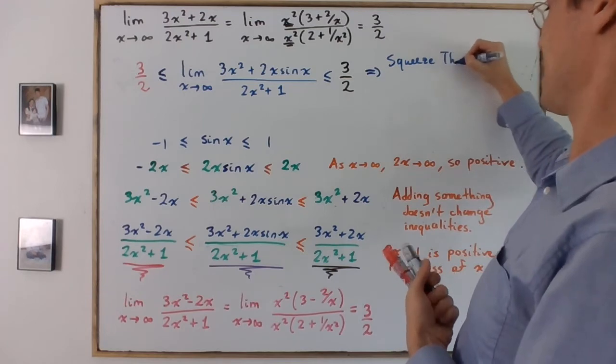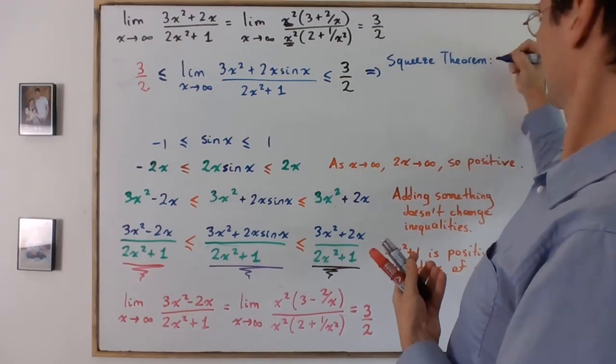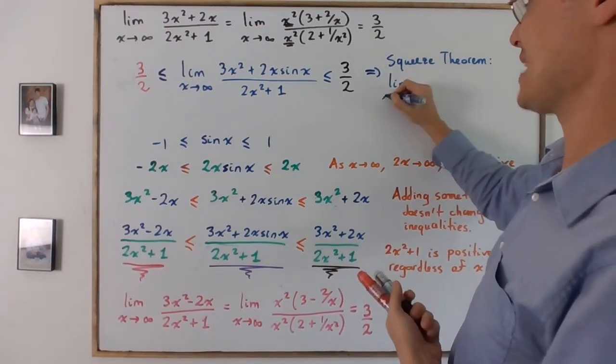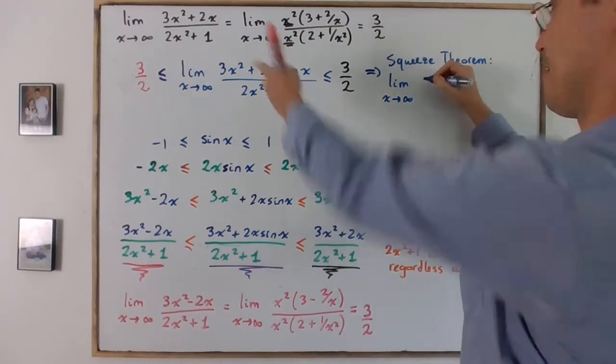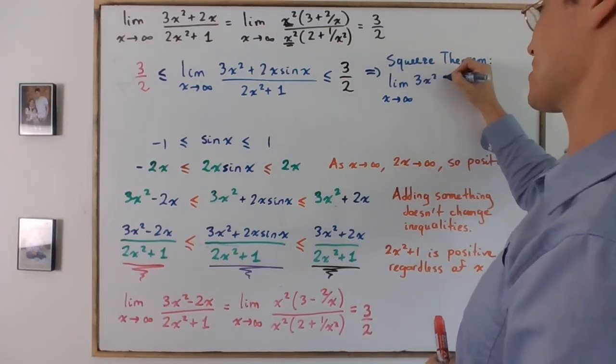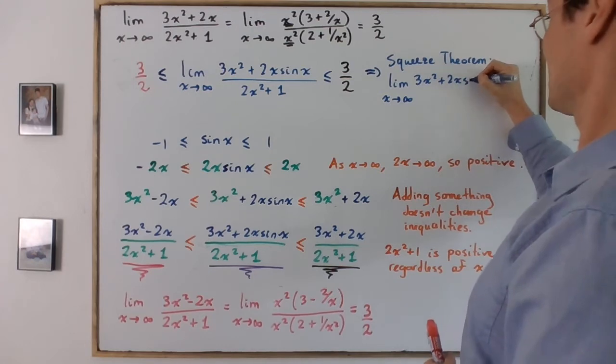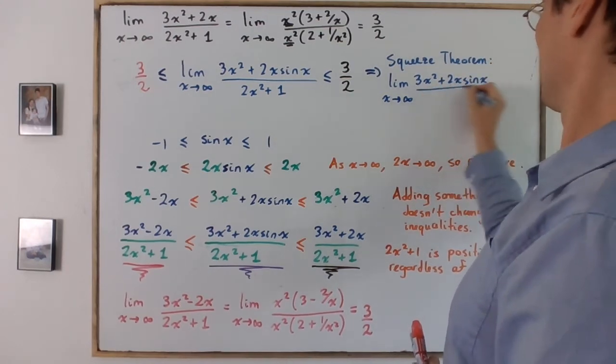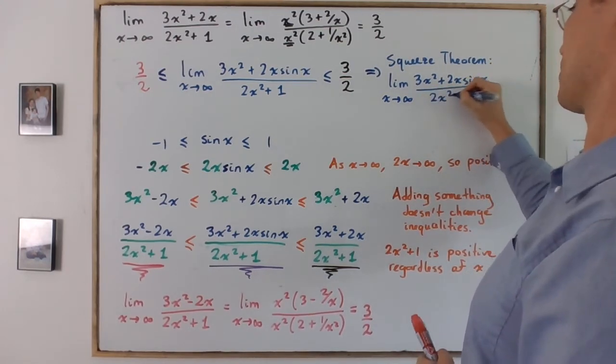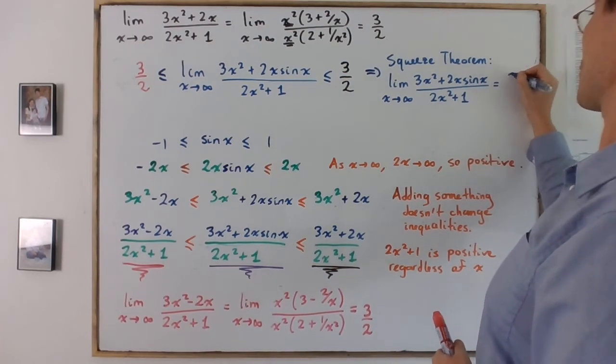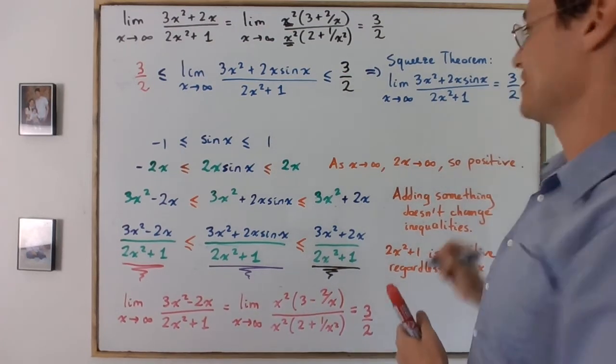So squeeze theorem: the limit as x is approaching infinity of the middle part, 3x squared plus 2x sine of x divided by 2x squared plus 1, is 3 over 2. There you go.